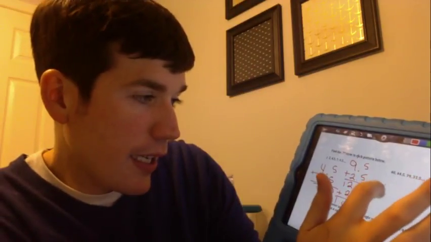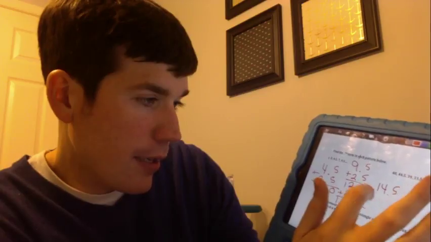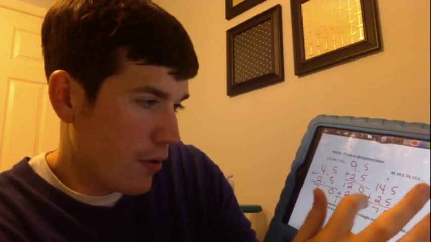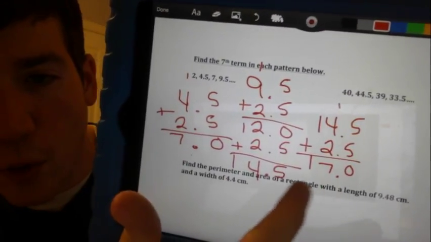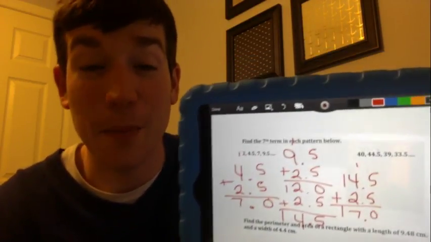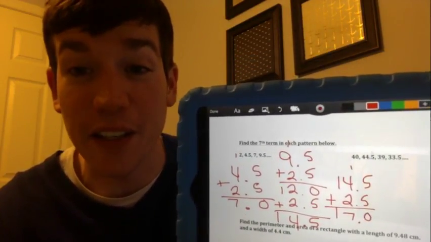which is 14.5. And then I'm going to take that number, 14.5, and add to it 2.5. And I'm going to get 17 wholes exactly. So notice sometimes we're just adding a piece. We got to look for that piece, even if it is a decimal.